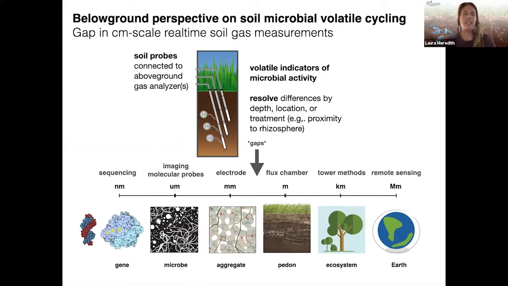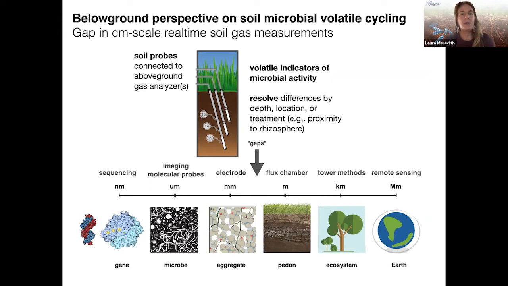What we're trying to address here is a gap in measurement scale for looking at microbial activity in soils. We've heard some really fantastic talks looking at all different scales using really creative methods. When it comes to using volatile indicators of microbial activity, so these are trace gases that are cycled by microbes as metabolites or for communication, we have a gap in our measurement scale around the low centimeter scale, where we have flux chambers that can resolve tens of centimeters, and some very selective electrodes that have a limited set of volatile metabolites that can be detected.